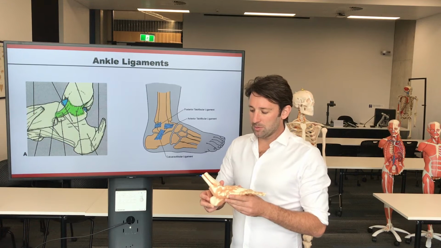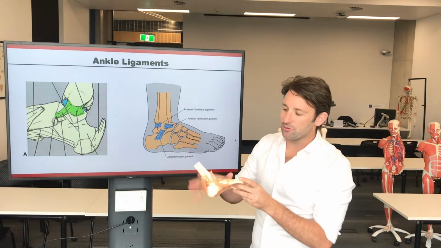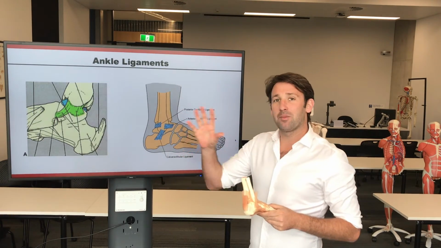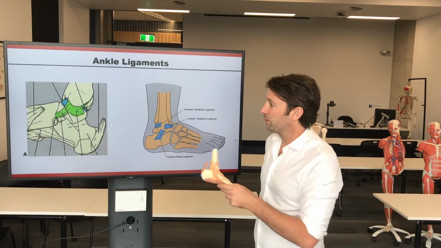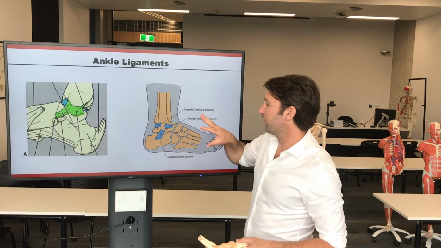So when we look at ligaments of the ankle, we see models like this. There's ligaments all over it. It can be very confusing as to which one's going where. But there really are only 4 main ligaments of the ankle that we have to learn. There's one on the inside, as this is looking at the inside of the leg, and 3 on the outside.